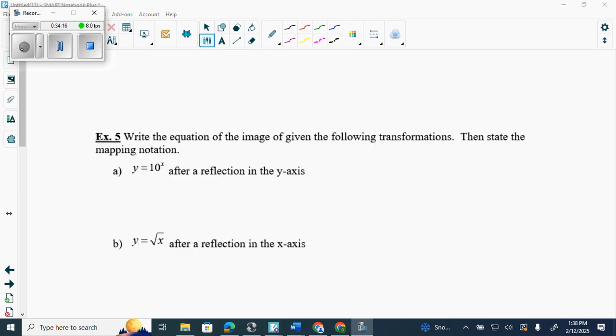So this one states, write the equation of the image given the following transformations, then state mapping. So this is a reflection in the y-axis. Let's think about it. In the y-axis, what is being negated in order to go in the y-axis? X, right? It has to be here to go here, here to go here, here to go here. So our x is being negated, correct? So let's do it.